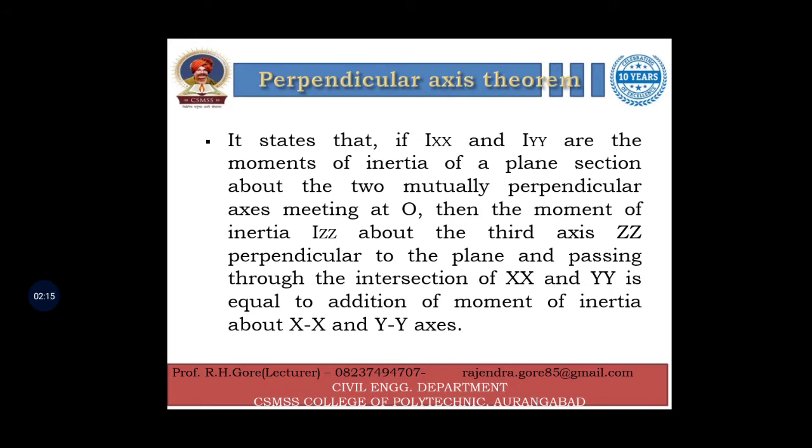Perpendicular axis theorem. It states that if Ixx and Iyy are the moments of inertia of a plane section about the two mutually perpendicular axes meeting at O, then the moment of inertia Izz about the third axis ZZ perpendicular to the plane and passing through the intersection of XX and YY is equal to the addition of the moment of inertia about XX and YY axes.